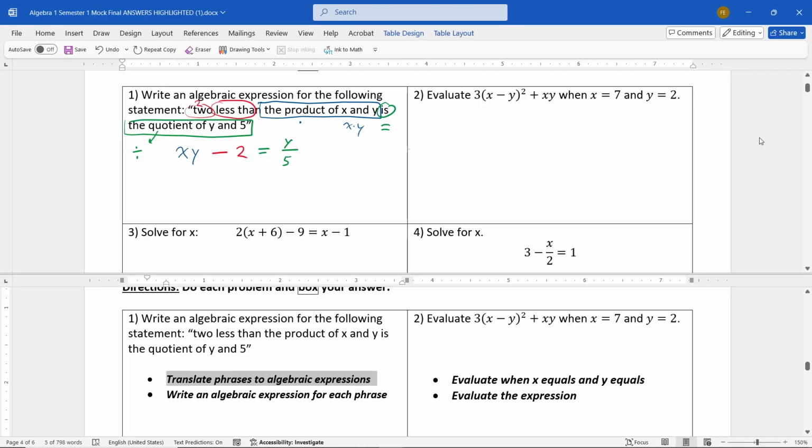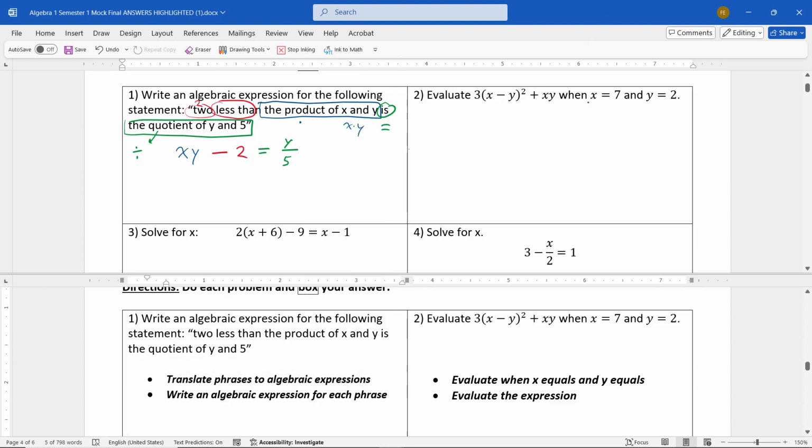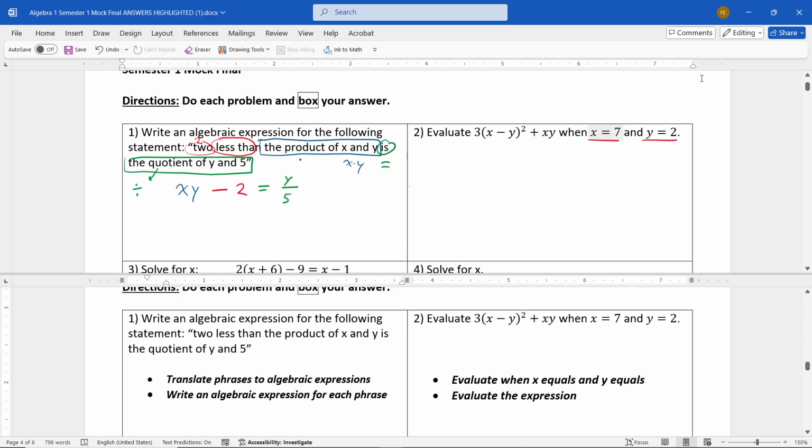All right, number two, evaluate this expression when x is 7 and y is 2. So these kinds of problems come down to just substituting numbers for x and y and following the order of operations. As a reminder, we're going to need to follow PEMDAS, the order of operations. PEMDAS stands for parentheses, exponents, multiplication and division, and then addition and subtraction.